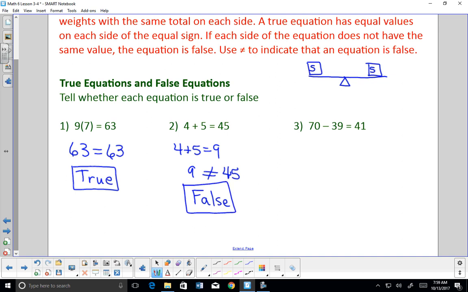Number 3 says 70 minus 39 equals 41. Well, I'm looking at this going, okay, I know that 70 minus 39 happens to be 41. 41 does indeed equal 41, so this is a true equation. Notice none of these equations had variables. Therefore, they could either be determined to be true or false. If I would have had a variable in any of these equations, they would have to have been called an open sentence.